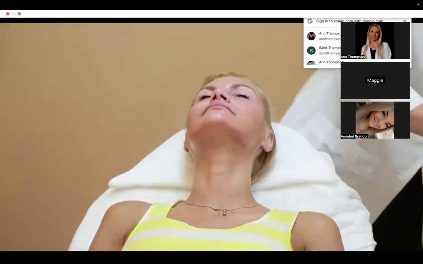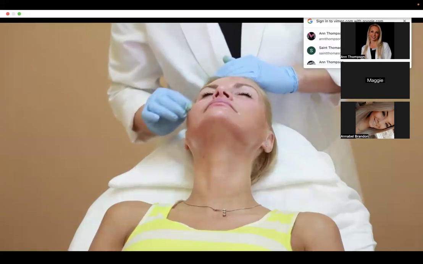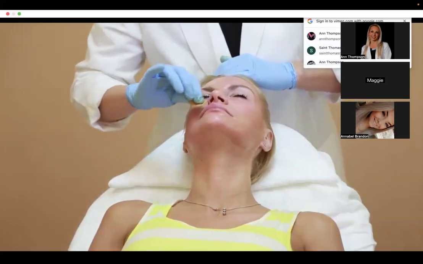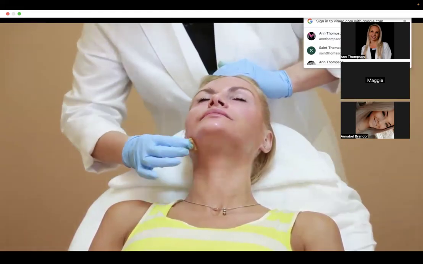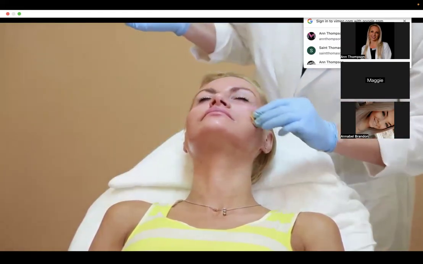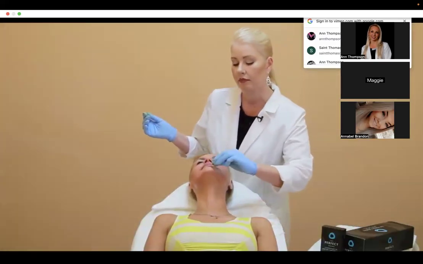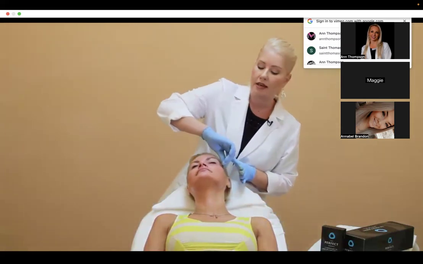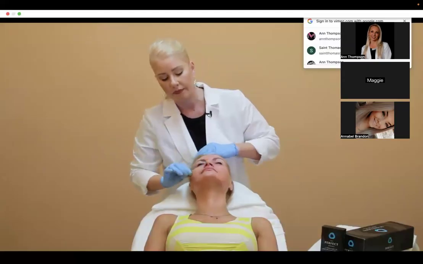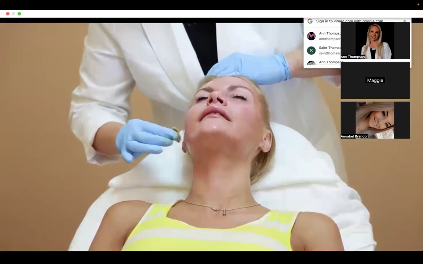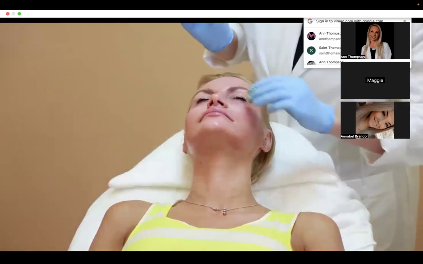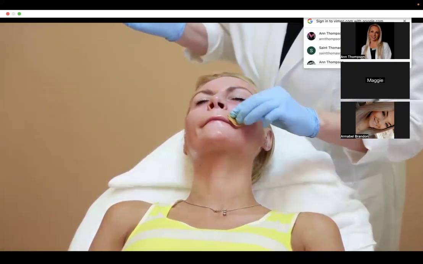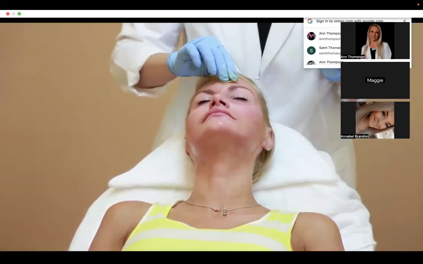Almost done here. And you just want to work it through once your cup is empty till your gauze is practically dry. And that's it. As simple as that.